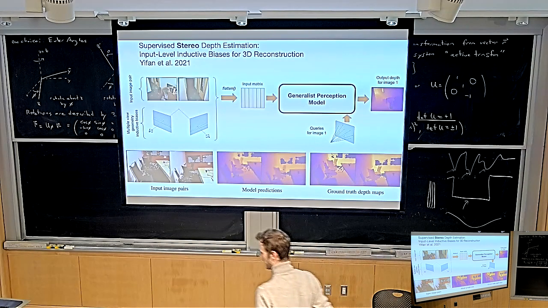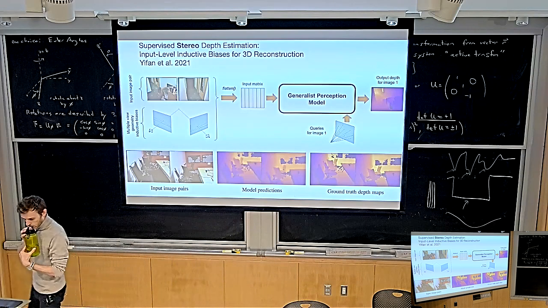Cairo, yes? This can only be done for points seen in both images, yes?